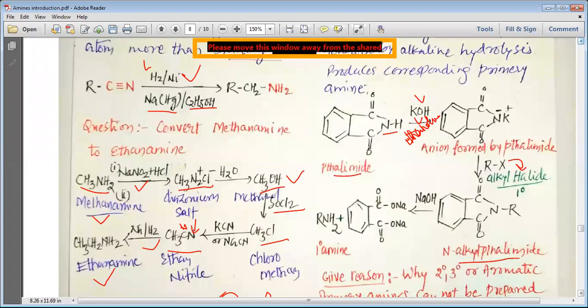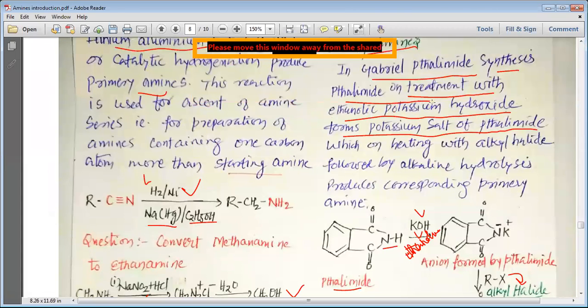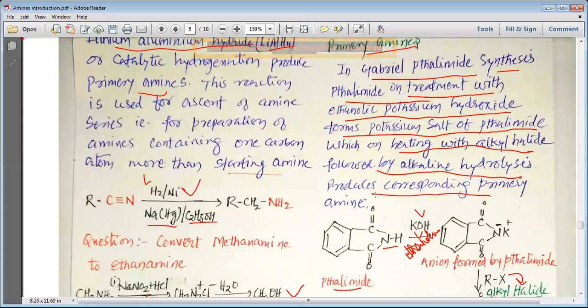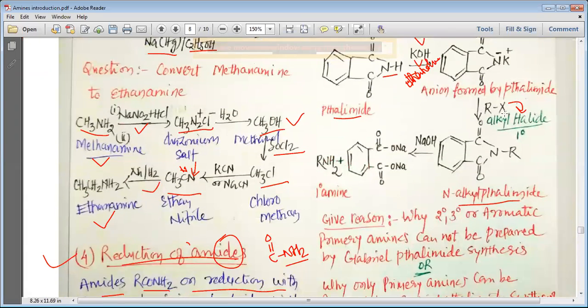Let us go further. In Gabriel phthalimide synthesis, phthalimide on treatment with ethanolic potassium hydroxide forms the potassium salt of phthalimide, which on heating with the alkyl halide, followed by alkaline hydrolysis, produces the corresponding primary amine. So first we allow it to react with the alkyl halide, and then we do the hydrolysis. The hydrolysis is basic in nature, so we use the base NaOH here.